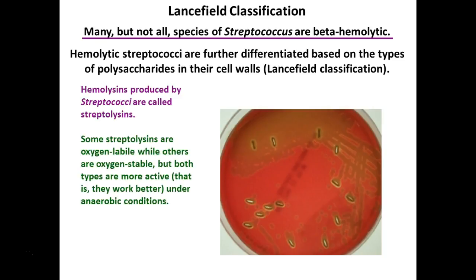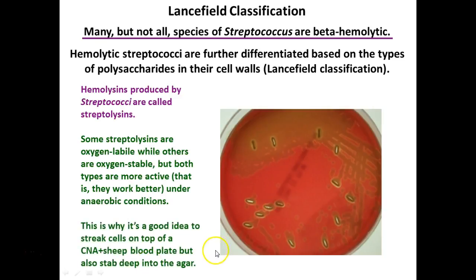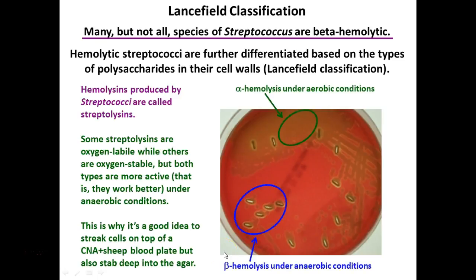Some of them are oxygen labile, which means they're destroyed by oxygen, whereas others are oxygen stable. So an additional test that you can do, but we don't usually do in this lab, is you could poke into the agar. That would create an anaerobic environment for your organism to grow in. And you can see if you have alpha on the surface, but you see that clearing, they have beta inside the agar. It's kind of hard to see in this picture. So there's alpha, but there's beta where it's been stabbed in.